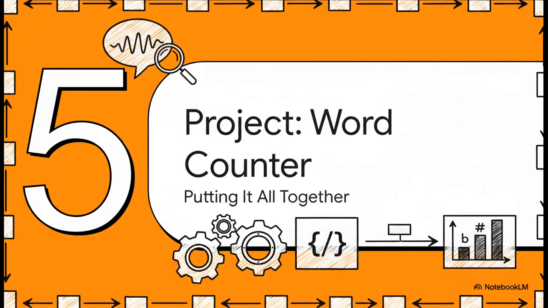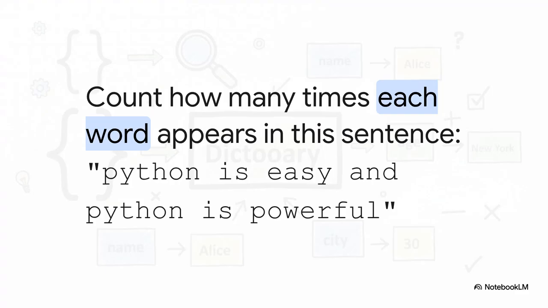Okay, so let's see how all of this comes together in a real-world project. We're going to use everything we've just learned, creating, accessing with .get, and updating to build a simple but super common tool, a word frequency counter. So here's our mission. We've got this sentence, and our job is to write a program that can tell us exactly how many times each unique word shows up. This is a classic task in data analysis, and dictionaries make it almost trivial.